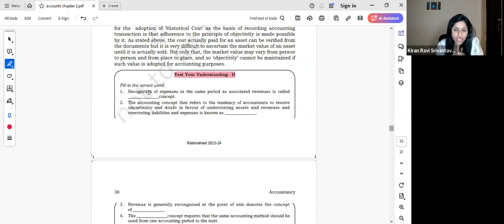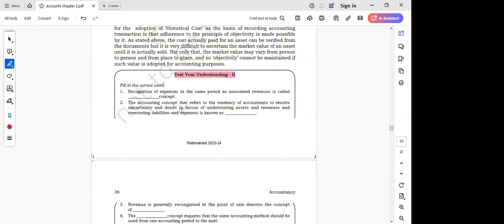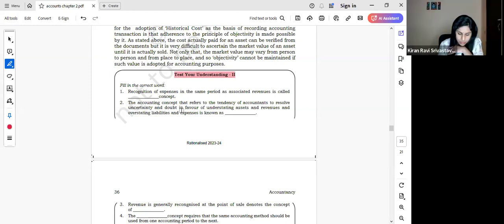Recognition of expenses in the same period as associated with the revenue is called dash concept. When revenues and expenses of same period should be recorded in the same period, what is it called? Ma'am, matching principle. Matching concept. Yes. Very good, matching.